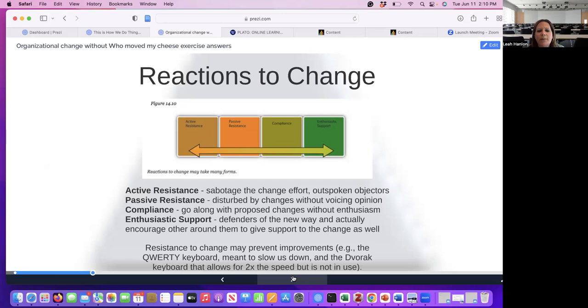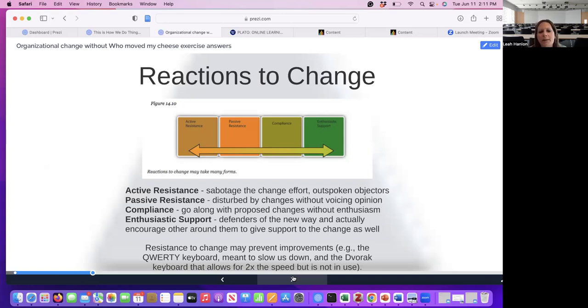Passive resistance is when the employees might be disturbed by the change, but don't really mention it or voice their opinion. Compliance is when employees go along with the changes just because they have to, but are not enthusiastic about it. And enthusiastic support. These are when defenders of the new way encourage everyone around them to give support to the change as well.